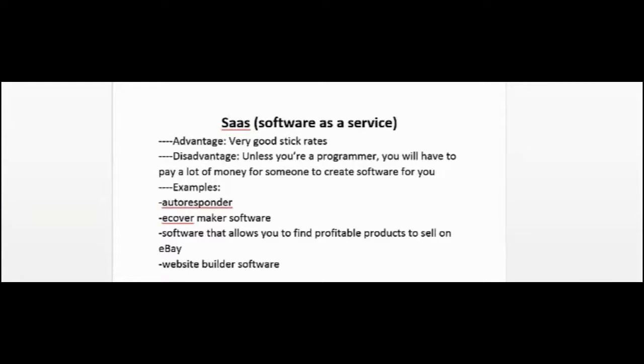Okay, so the advantage of the software as a service model is that it's got a very good stick rate. People tend to stay for a very long time. And the disadvantage is the cost of creating software, unless you're a programmer. So you would have to pay a lot of money for someone to create the software for you.